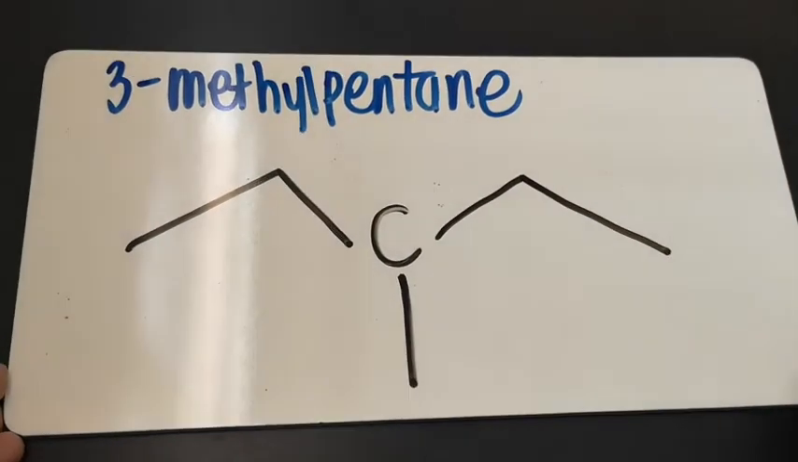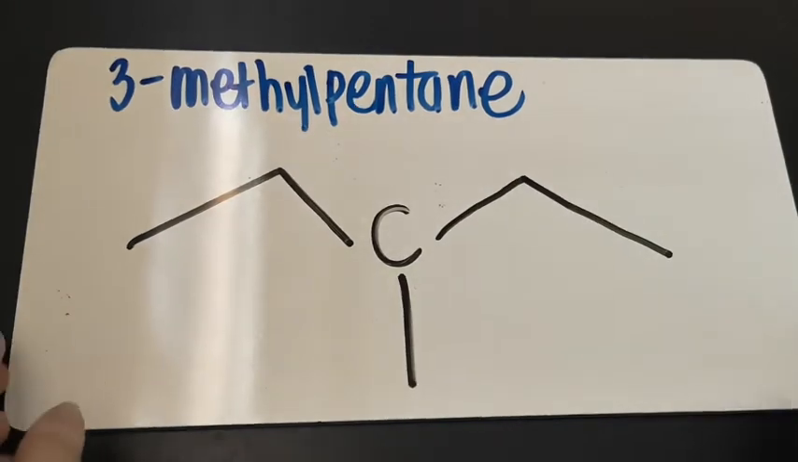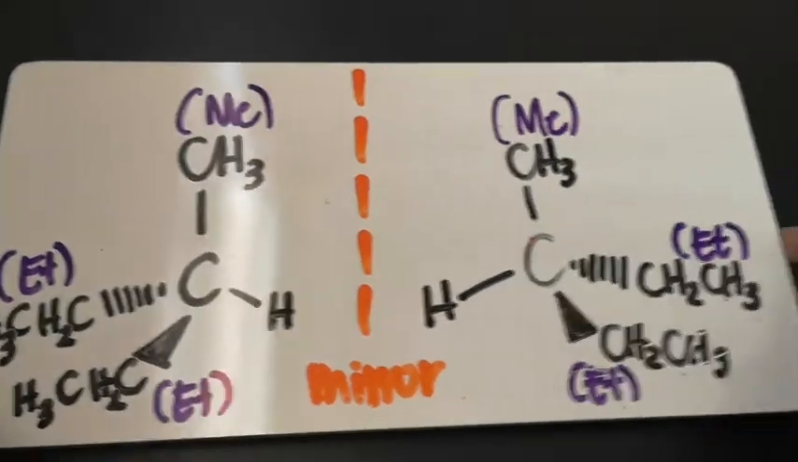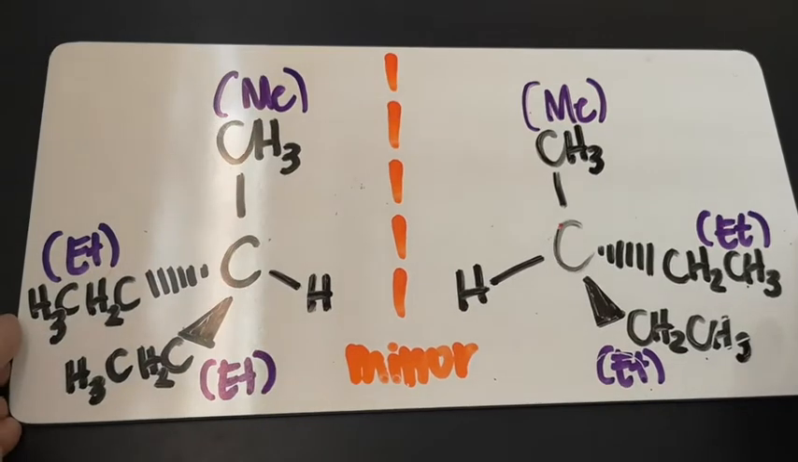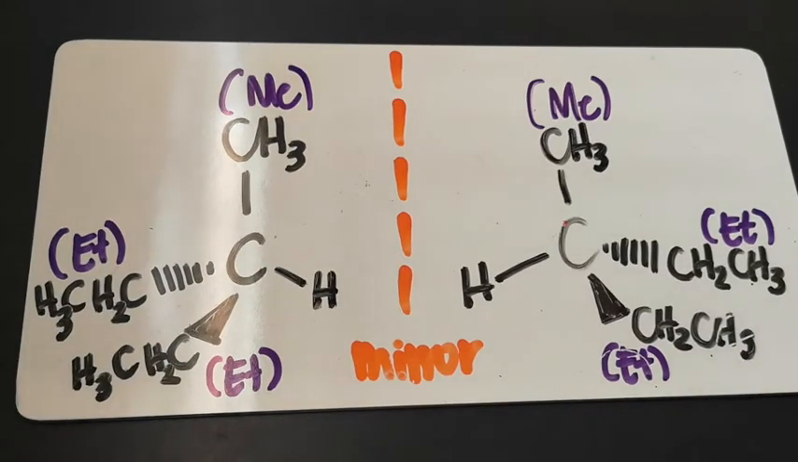So let's take an example. Let's consider 3-methylpentane with respect to carbon-3. This is the structure of 3-methylpentane. And if we try to draw the molecule in its wedge-dash notation and draw its mirror image as well, then we will have these 2 structures.